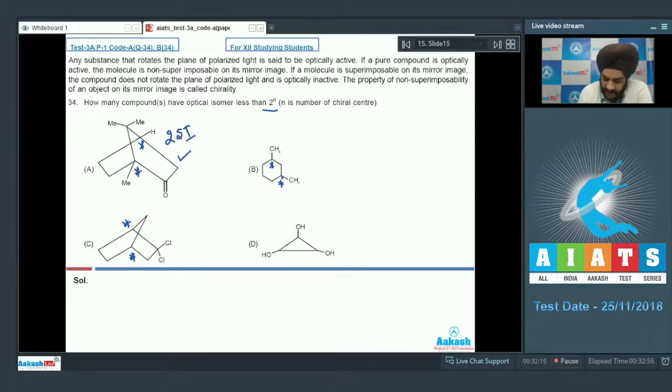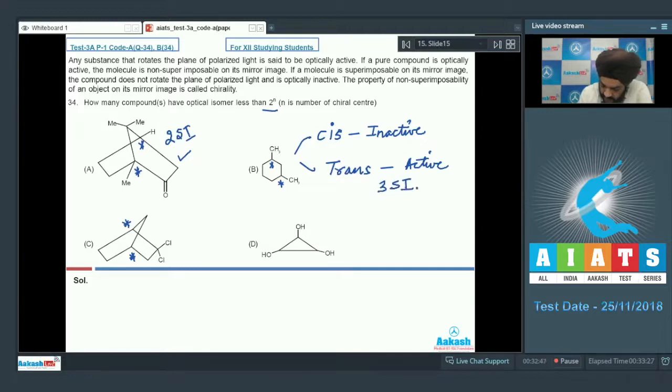If you look at this structure, it also has 2 chiral centers, but it has a possibility of a meso compound. So it will have a cis and a trans form. If we look at the cis structure, the cis is going to be optically inactive, as there will be a sigma, whereas the trans form will be active. So it is going to have only 3 stereoisomers. So this also satisfies the condition given in the question.